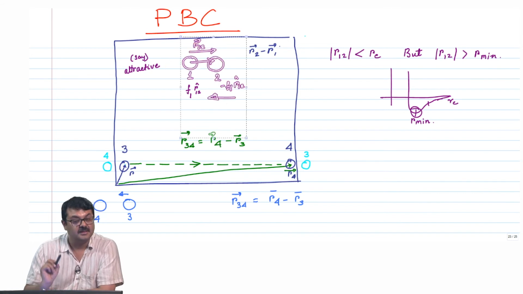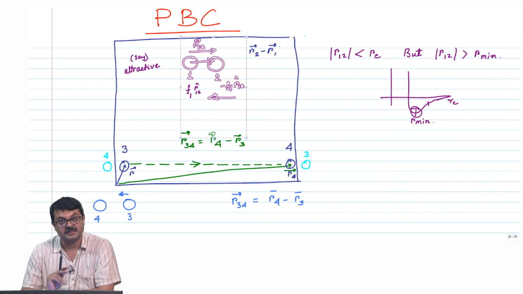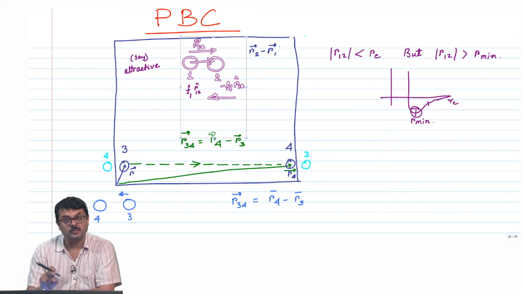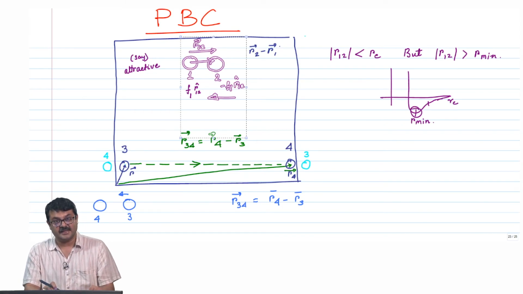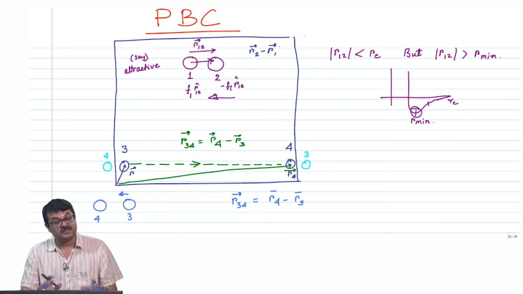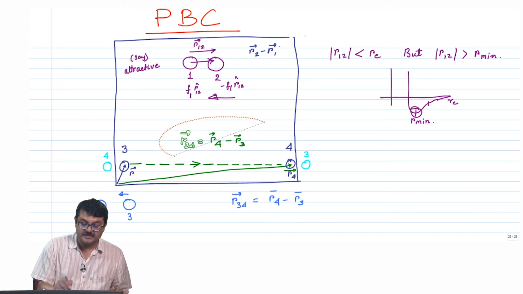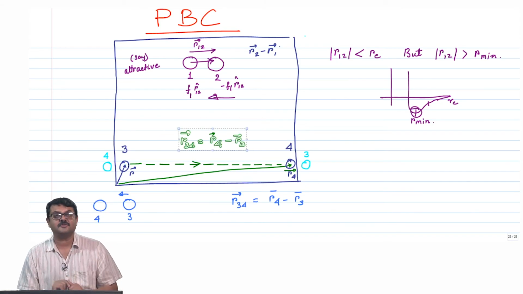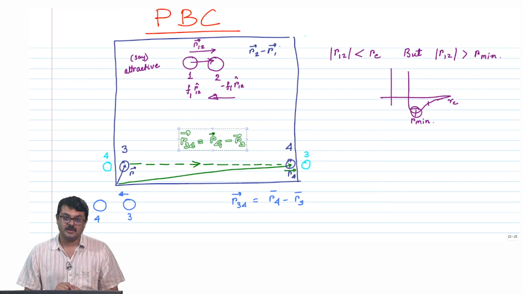In this case, because the distance between the particles within the simulation box, when you calculate R2 minus R1, or rather x2 minus x1 and y2 minus y1, these distances are less than Lx by 2, half the length of the box. But here the distance, at least in the x direction, suppose this is the x direction, is much more than half the length of the box. And then if you use just this formula to calculate the direction of the forces, you will get a wrong answer.